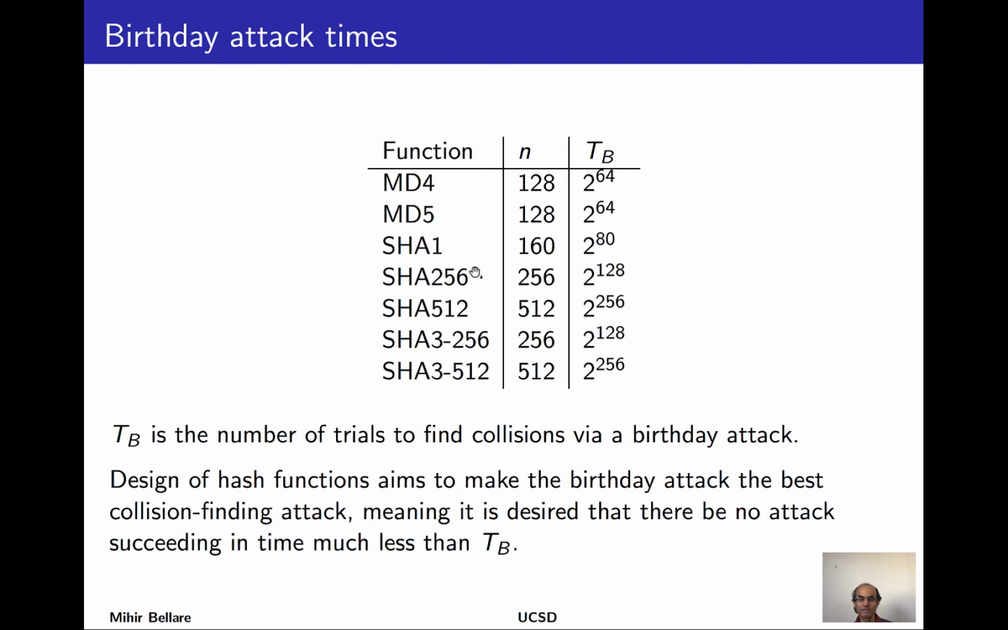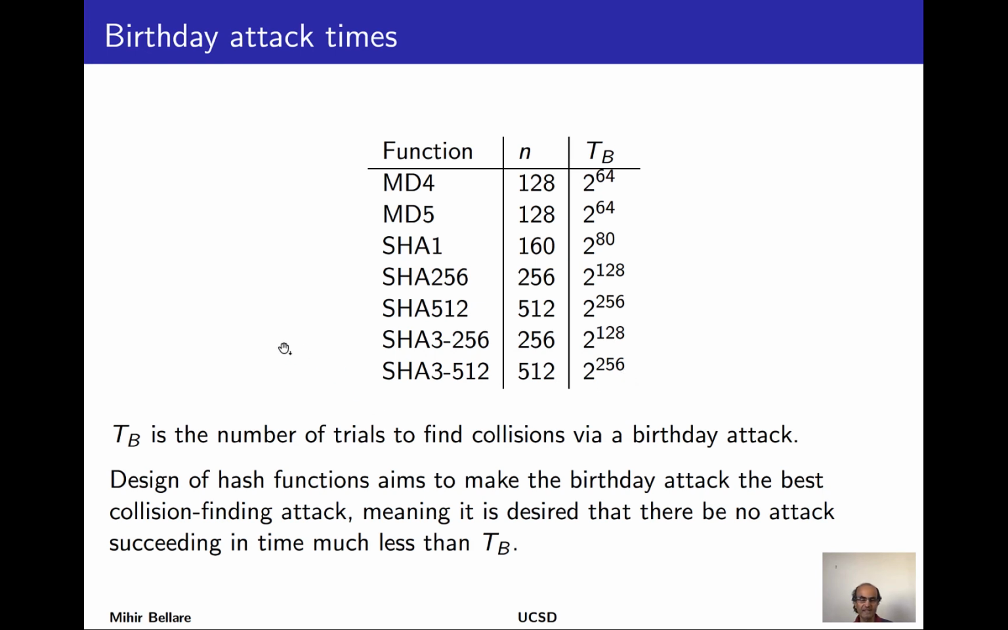Also, these hash functions tend to come in families with different options for the output size. So here, the SHA-2 series, you could have a 128-bit output, 160-bit output size like in SHA-1, or 256 like for SHA-256, or 512 for SHA-512. SHA-3 continues to have such options. And so here you see the birthday attack times for them.